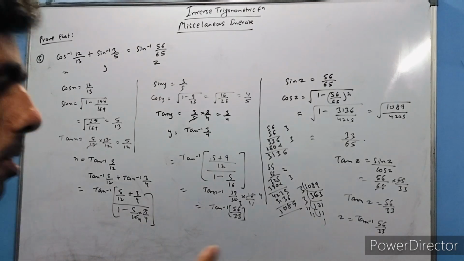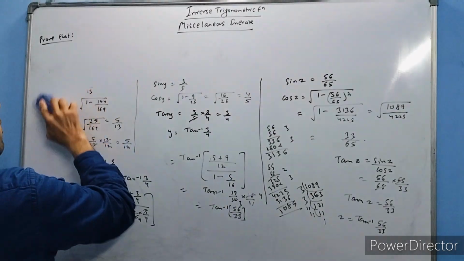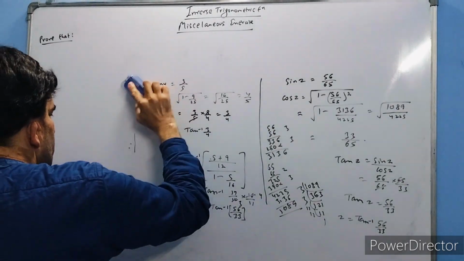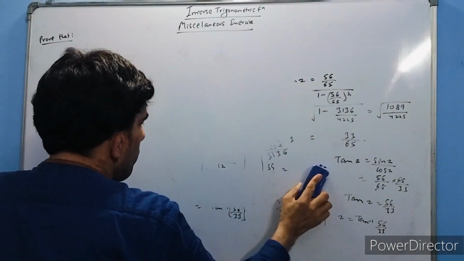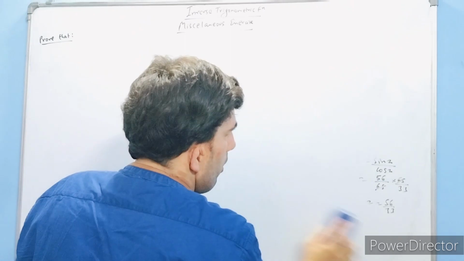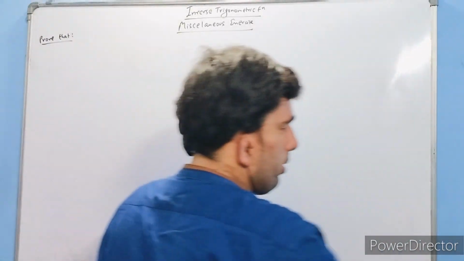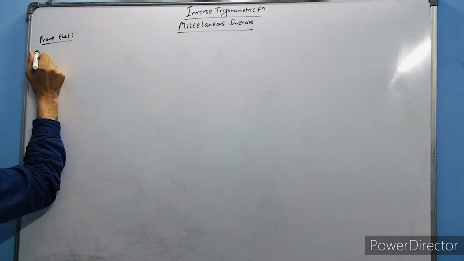Now let us try to solve the seventh question. Now we have just solved only 6. Okay, so now we'll try to solve the seventh one. Now let us move to the seventh. What does the seventh question say?